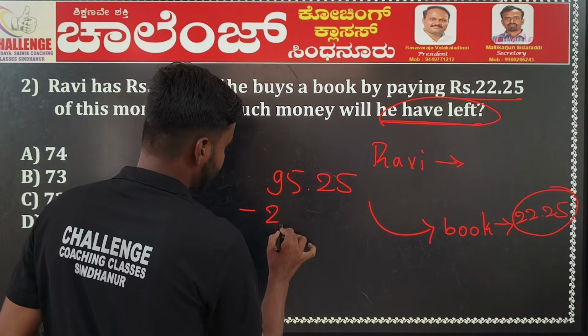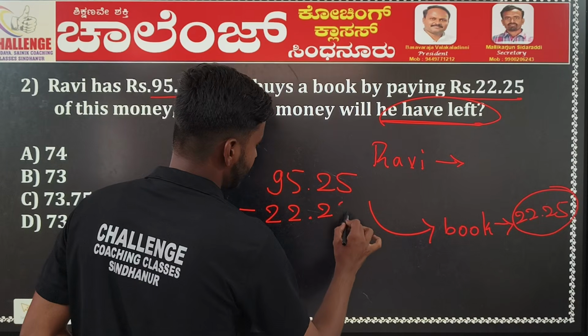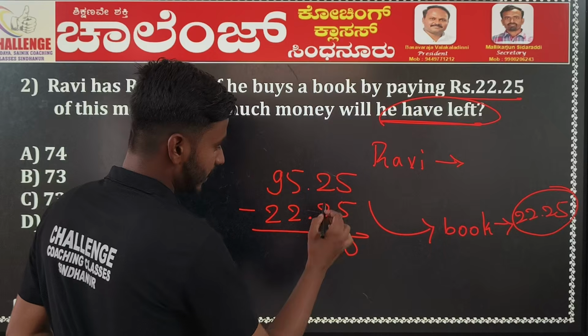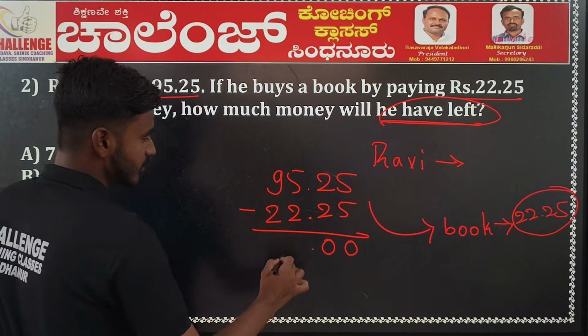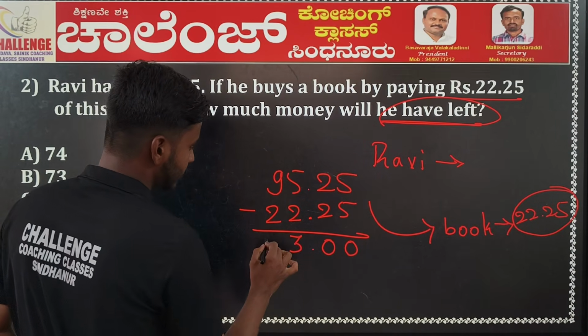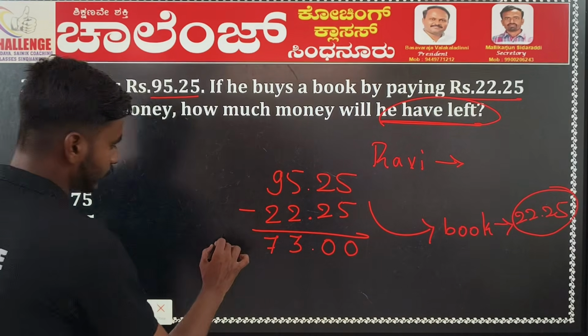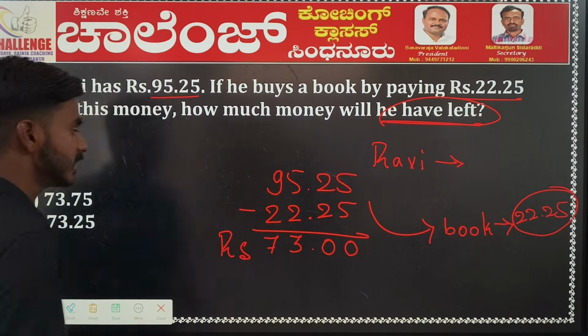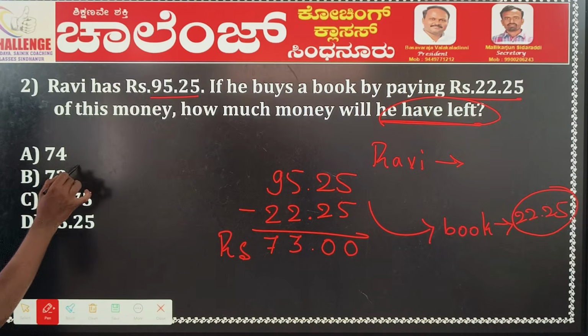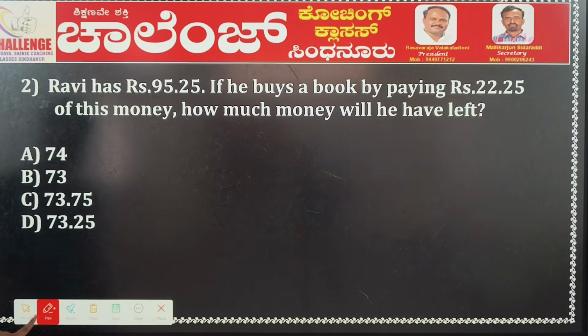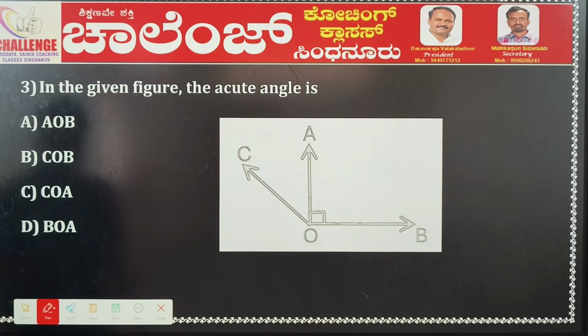Subtract 22.25 rupees. 5 minus 5 is equal to 0, 2 minus 2 is equal to 0, 5 minus 2 is equal to 3, 9 minus 2 is equal to 7. The total money left with him is 73 rupees 00 paise. Then option B is the right answer. Okay, let's move forward to the next question.